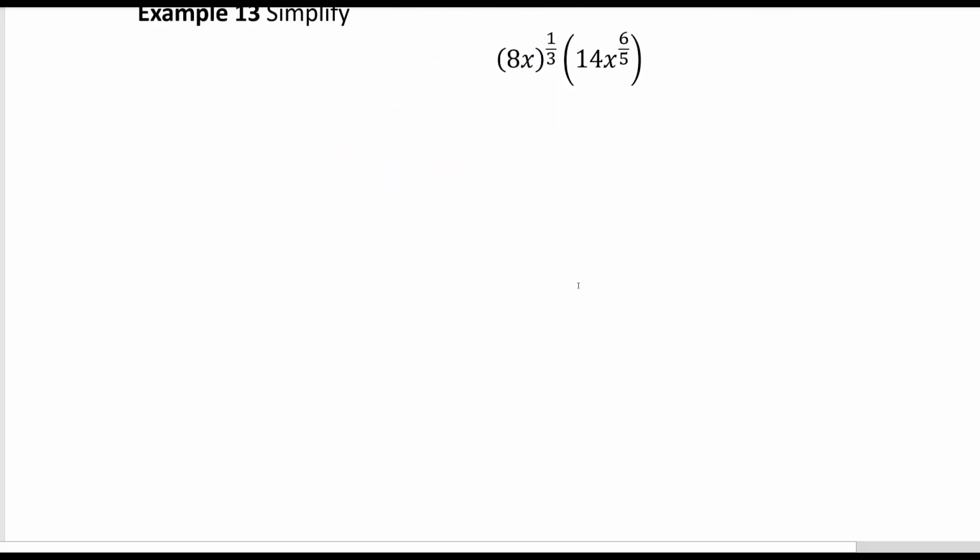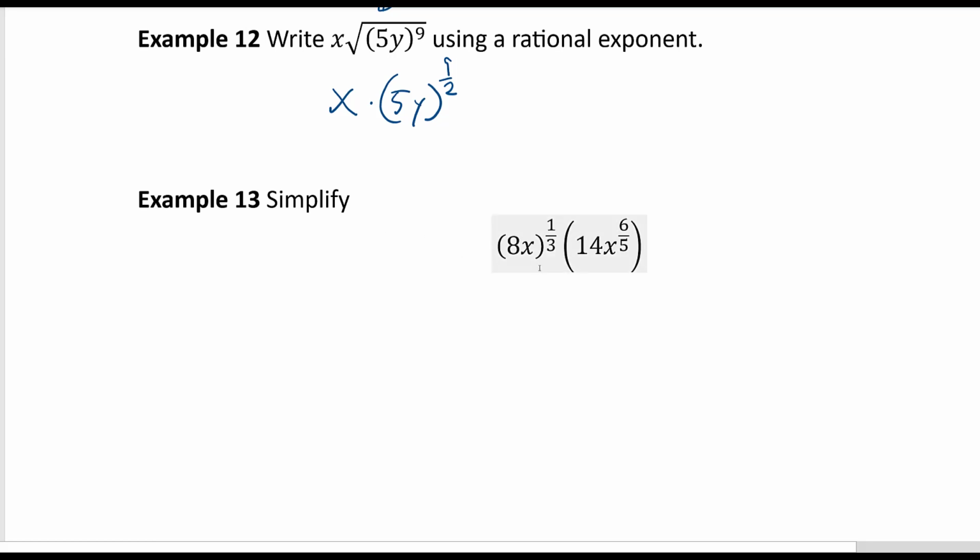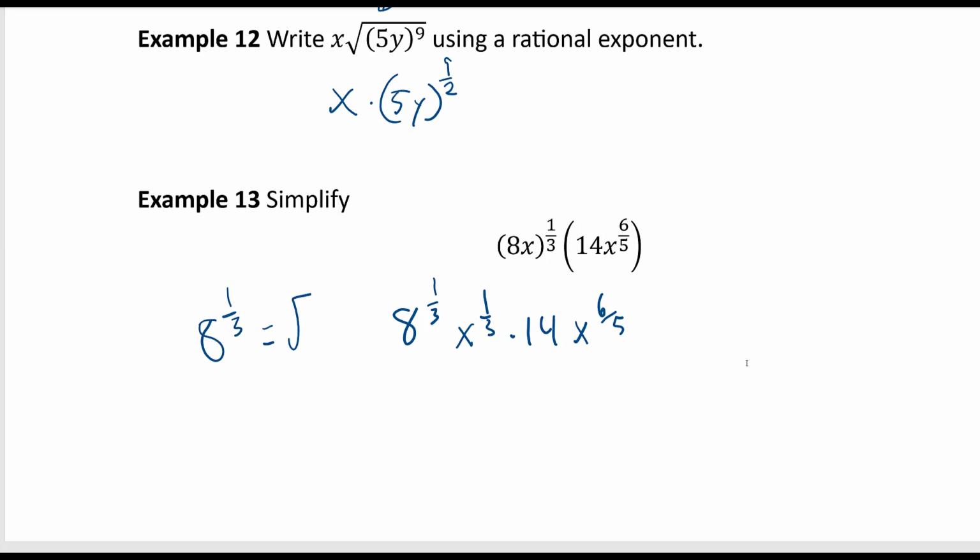And number 13 here, which is the last one, it says simplify. We have 8x to the 1/3 times 14x to the 6/5. So in this, the x has that power. So we have 8 to the 1/3, x to the 1/3, times 14 x to the 6/5. Now 8 to the 1/3 is going to be the cube root of 8, which is 2. So this is 2 times 14, and we have our x to the 1/3, x to the 6/5.